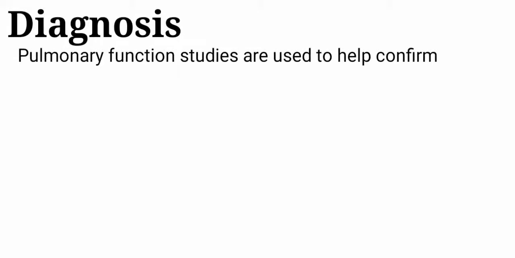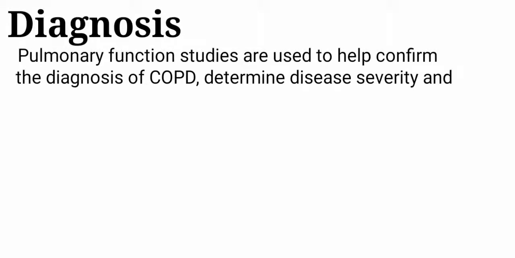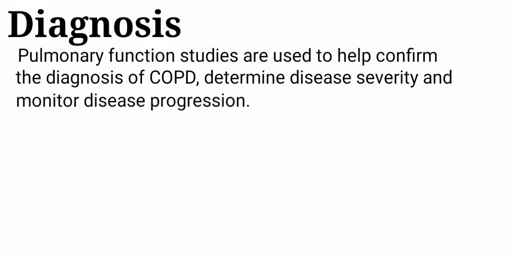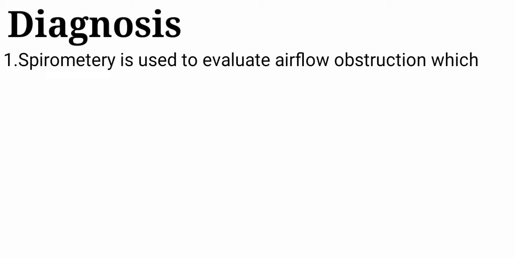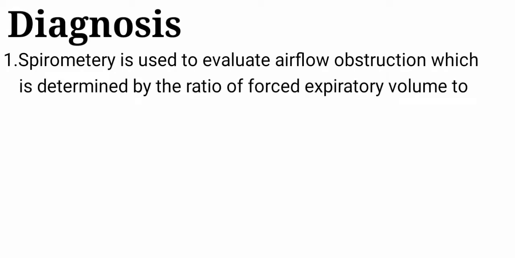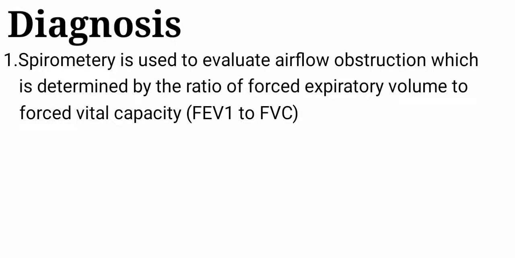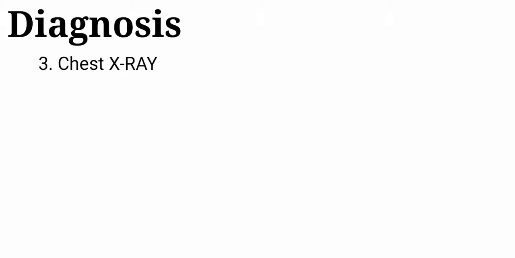Now, let's see how diagnosis is done. Pulmonary function studies are used to help confirm the diagnosis of COPD, determine disease severity, and monitor the disease progression. Spirometry is used to evaluate airflow obstruction, which is determined by the ratio of forced expiratory volume to forced vital capacity. Similarly, arterial blood gas measurement may also be obtained to assess baseline oxygenation, and gas exchange is especially important in advanced COPD. A chest X-ray may be obtained to exclude alternative diagnoses.